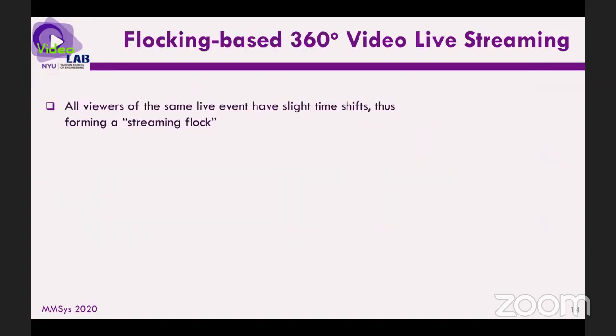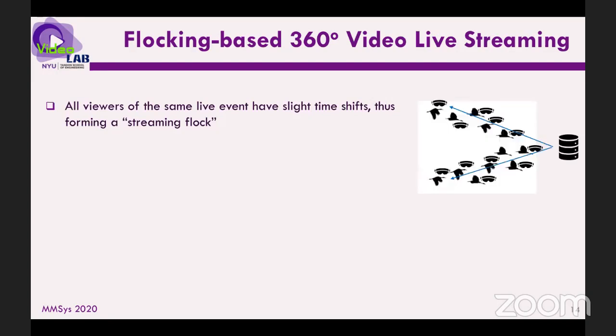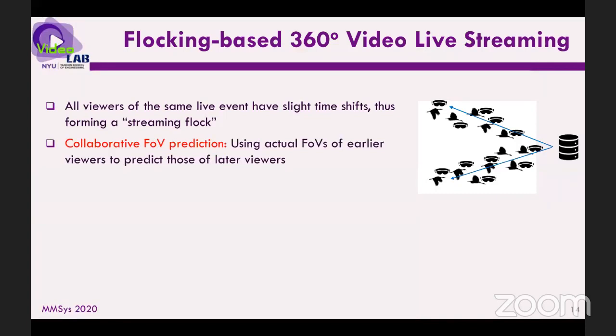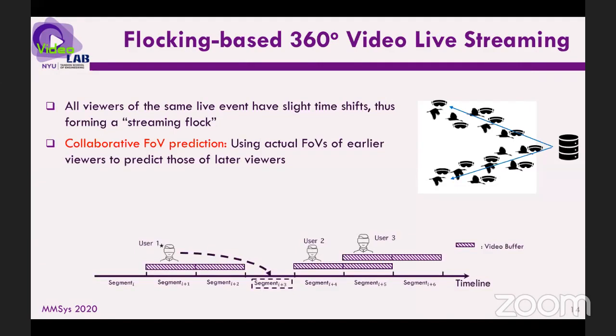So we developed a flocking-based 360 live video streaming system, and we leverage the fact that in a live streaming event, all the viewers of the same live event have slight time shifts, thus forming a streaming flock as illustrated on the right. Some viewers are earlier, whereas others are in the back of the flock. Because of this, we could use the actual FOVs of earlier viewers to predict those of later viewers. We call this collaborative FOV prediction.